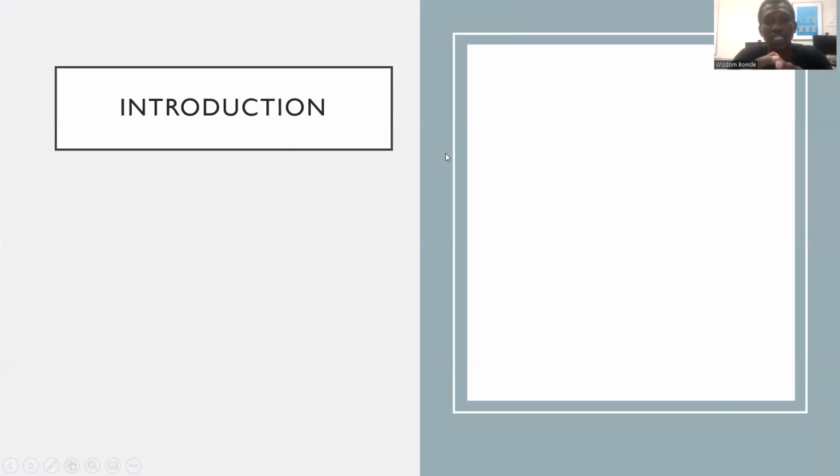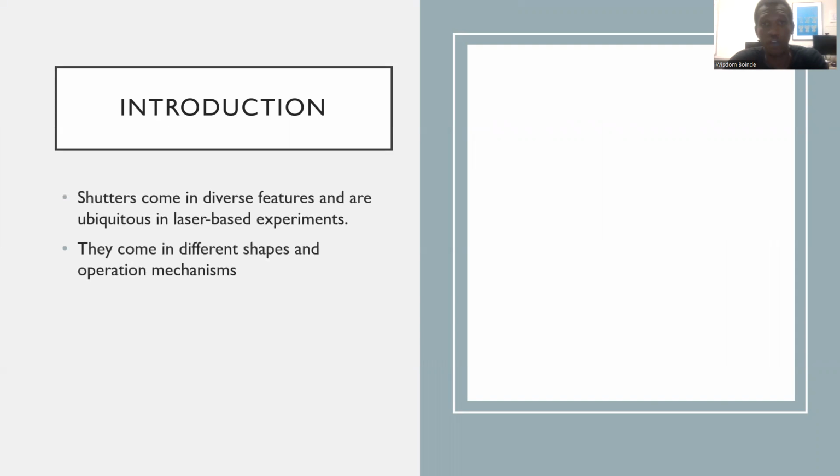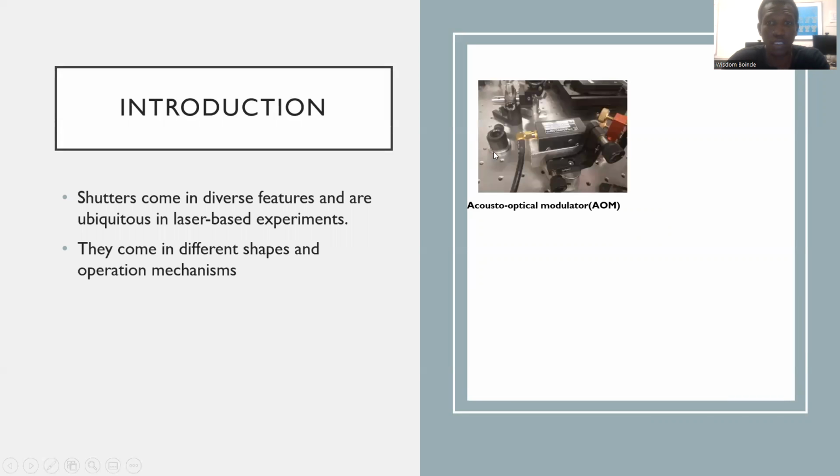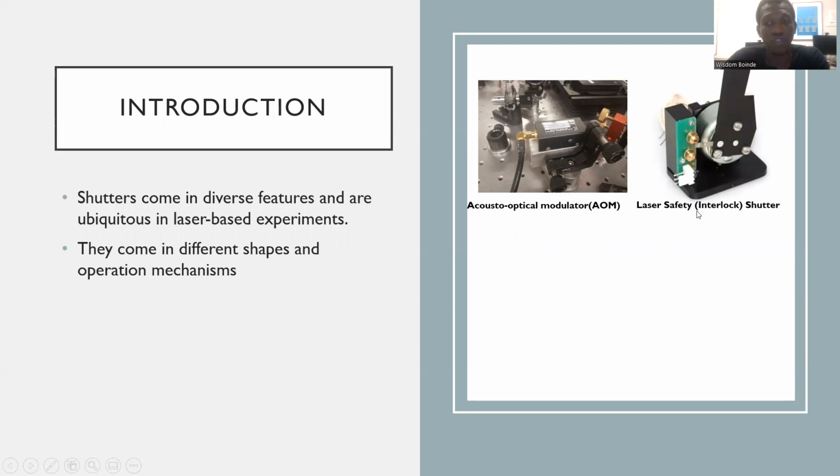An optical shutter is basically a device that opens and closes to allow radiation to move through an aperture. With regards to this, shutters are very prominent in laser-based experiments, and they come in diverse features, shapes, and operation mechanisms. An example is the acousto-optical modulator, otherwise known as AOM, which uses sound to act like a shutter. Another example is the laser safety shutter. We have the electric fast shutter.